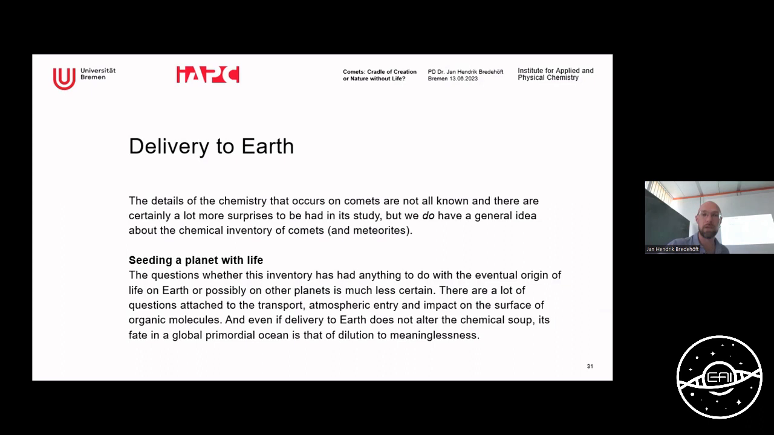So while the chemical complexity of comets and meteorites is really surprising, and a lot of stuff could also be used to form cells, I don't see a ready connection between what is happening in the outer solar system on interstellar dust grains and the actual origins of life on a planet, because there are a lot of question marks attached to all the little steps that are needed in between.